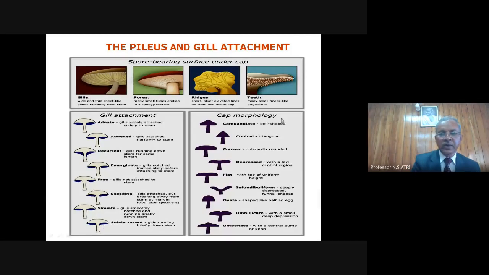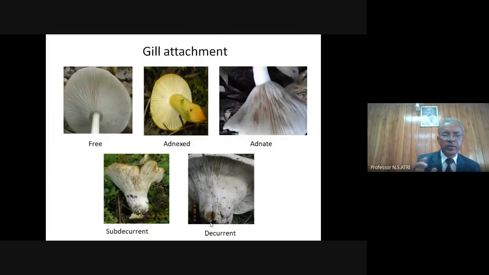As far as pileus morphology is concerned, we have to look at the shape, how the shape looks. It may be bell-shaped, campanulate, or conical, or convex, or depressed, applanate, or infundibuliform, ovate, or umbilicate with slight depression, or umbonate with volva. And there may be variation in surface structure. It may be spiny or of varied forms. So these are the important features which need to be jotted down.